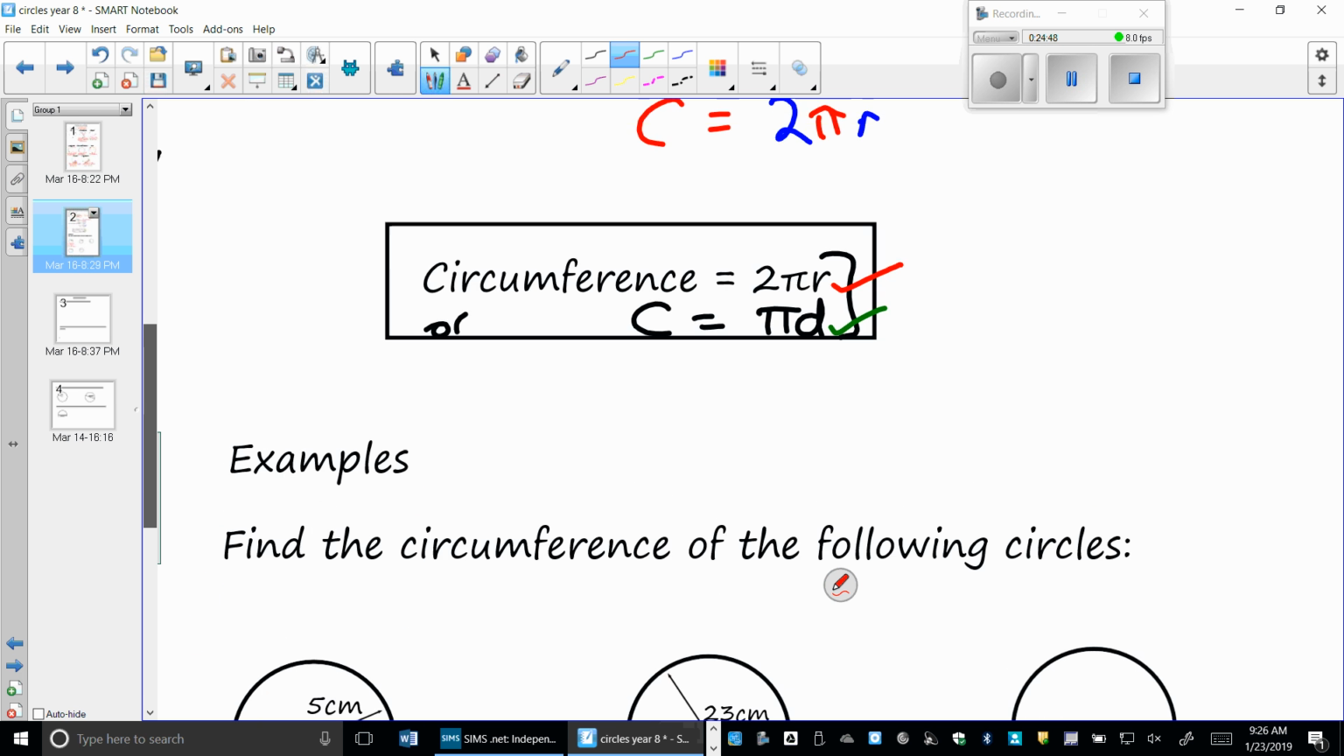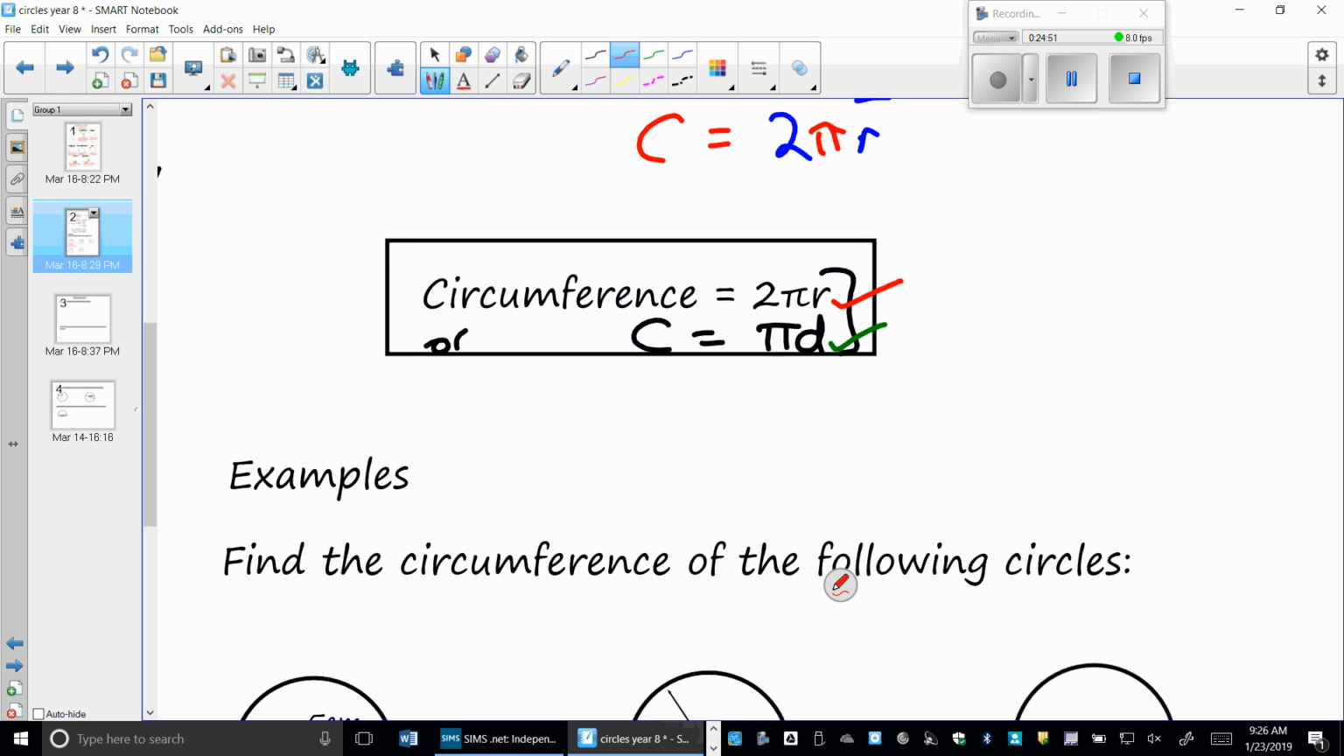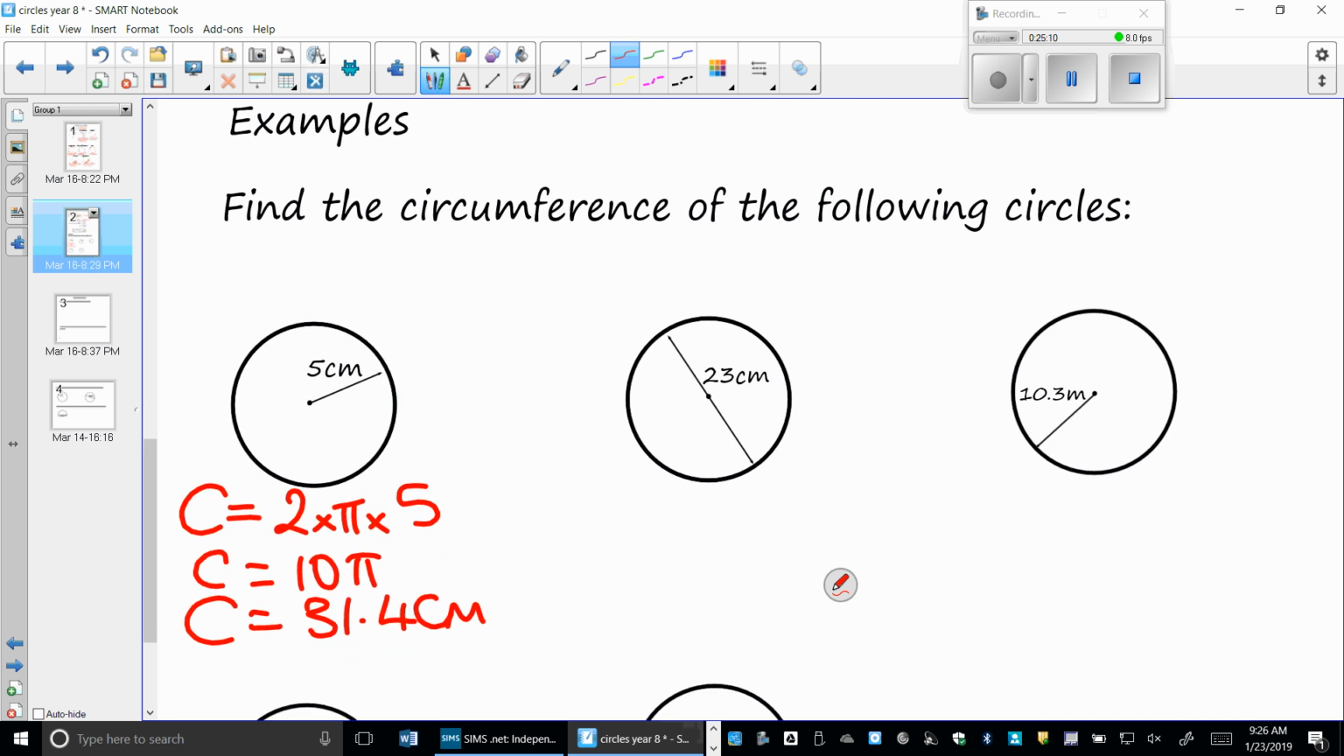The formula would be 2 pi r. That's our formula that we'll use. 2 pi r. 2 is just the number 2. Why 2? Because the diameter is equal to 2 lots of the radius. Okay? Alright, next one. Do we have the diameter or the radius?